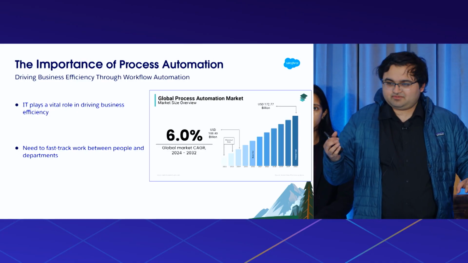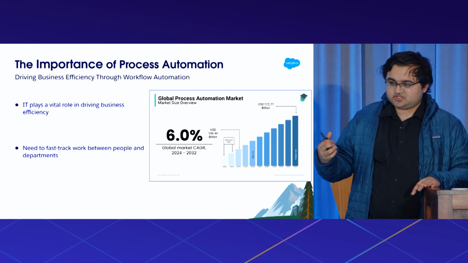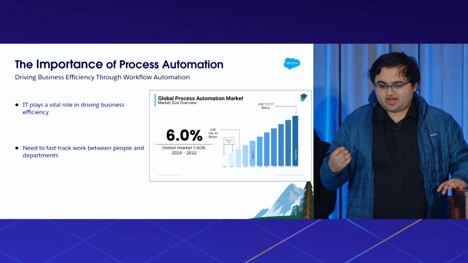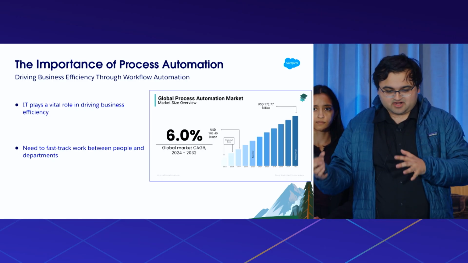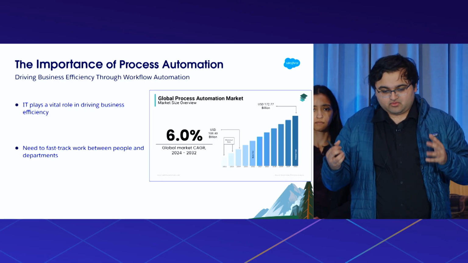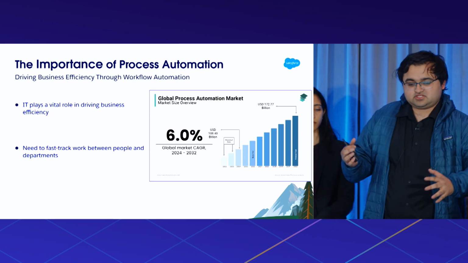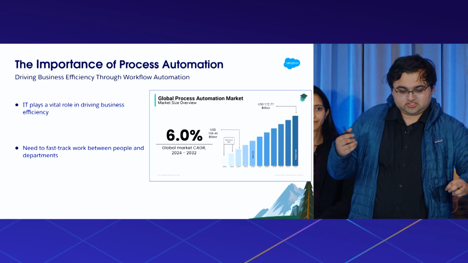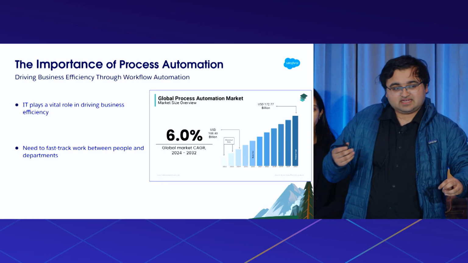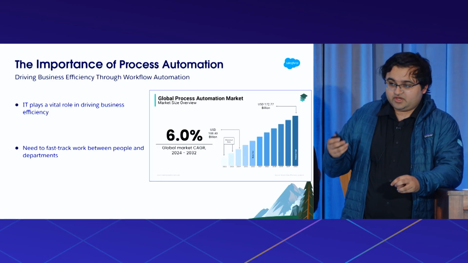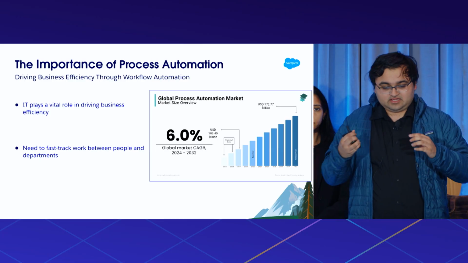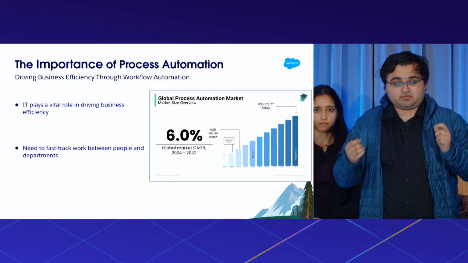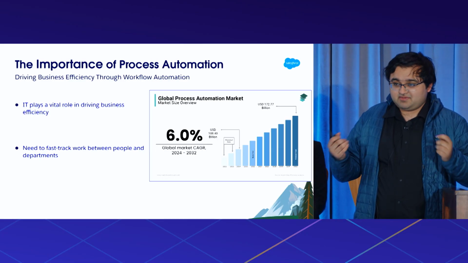But over the past couple of years, as we've talked with more and more customers, we've realized that there is a requirement, especially in the world of business processes and IT, for something more robust. I just want to set the stage as to why that's important. The process automation market is growing very, very fast, and IT in particular is a really critical part of that. It's super important to be able to fast track the work between different departments to make that possible.